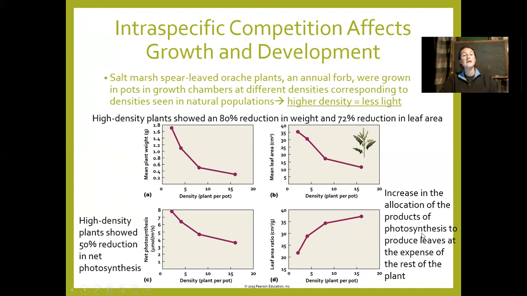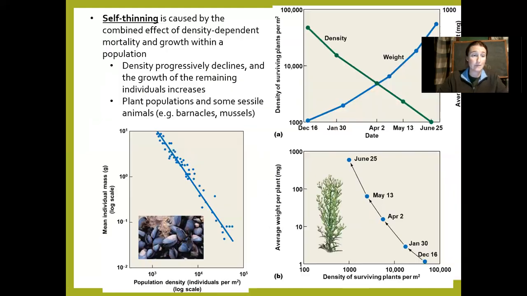And so as we can see, the denser the population is, the organisms themselves are going to be affected. And so because of these density dependent effects, a lot of organisms have the ability to self-thin. And so essentially individuals are going to die out in a densely populated area to allow some individuals to be really successful.